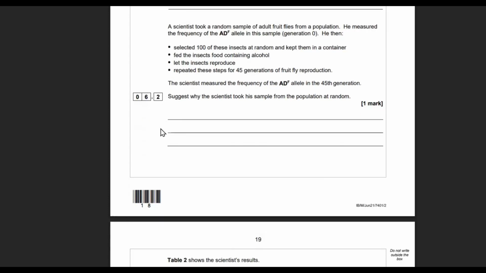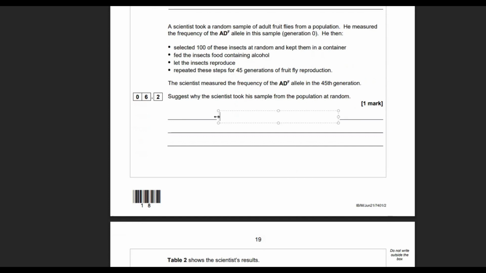A scientist took a random sample of adult fruit flies from a population. He measured the frequency of the ADF allele in the sample, generation 0. He then selected 100 of these insects at random and kept them in a container, fed the insects food containing alcohol, let the insects reproduce, and repeated this for 45 generations of fruit fly reproduction. The scientist measured the frequency of the ADF allele in the 45th generation. Suggest why the scientist took the samples from the population at random.